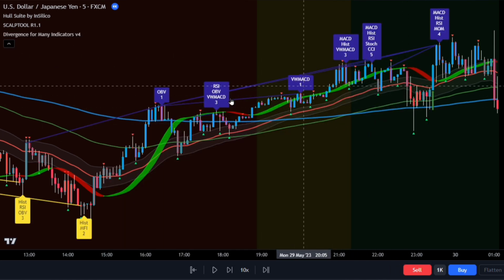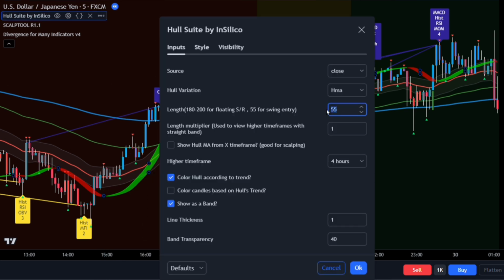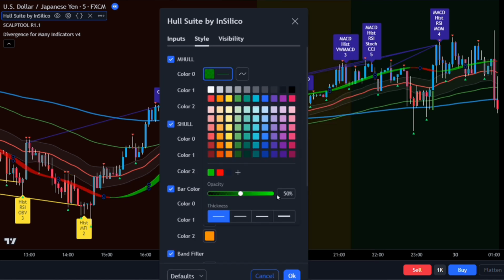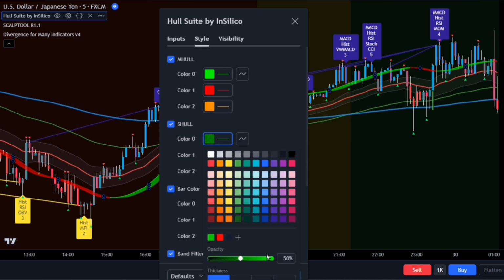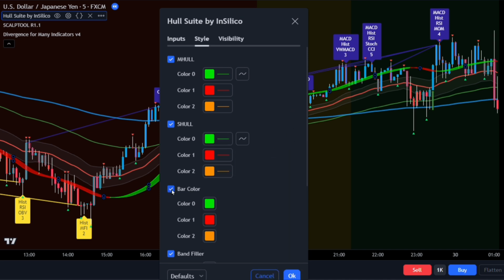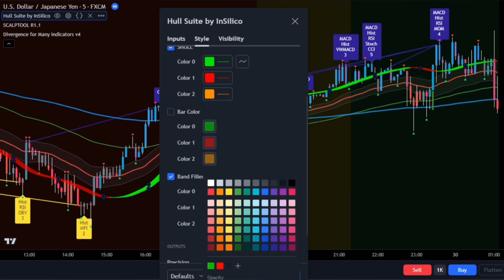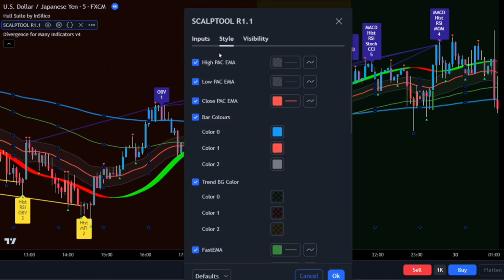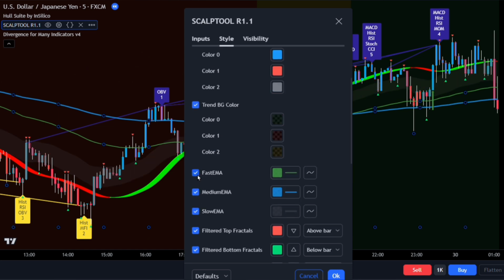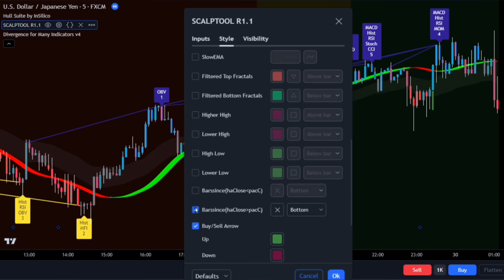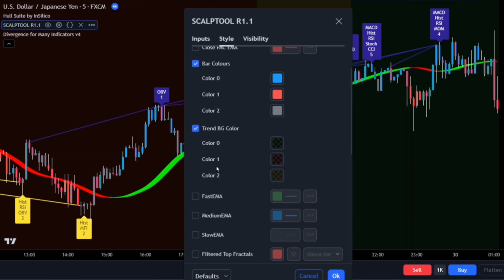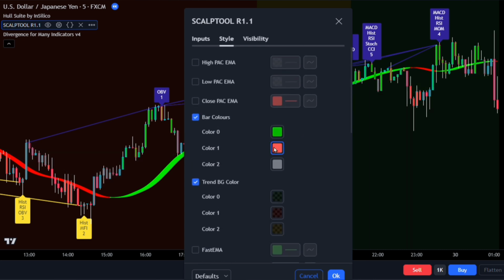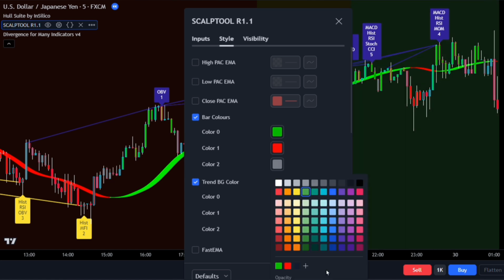Okay, let's make some adjustments to the Whole Suite indicator. Double-click on the Whole Suite indicator and change the length to 100. Now, for better visuals, let's increase the opacity levels from all, show, and band filter. And don't forget to uncheck the band color option. Moving on to the Scalping Pullback tool, let's clean up the chart a bit by removing some unnecessary scripts. Follow this preset in the style settings. Once that's done, change the first bar color to green and the second bar color to red. Also, slightly increase the opacity for the trend BG color.